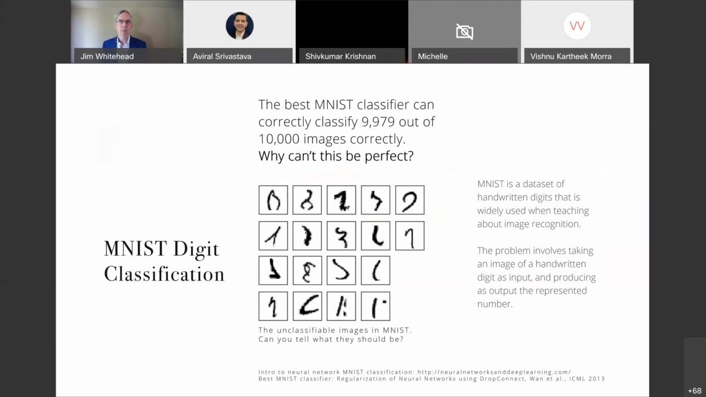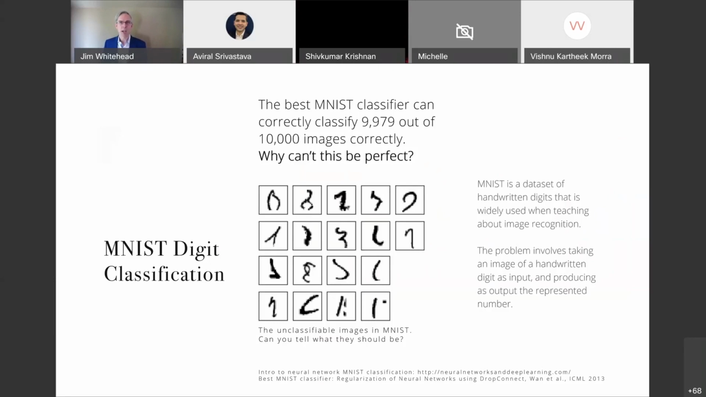MNIST is a problem that's been studied for a long time and is very typically used in textbooks that are trying to teach about machine learning and about classification and especially about neural networks. There's one here on the slides that I recommend. It's a great introduction to neural networks. But even the very, very best of a long line of research can only get 9,979 out of 10,000 of these images correct. Why, with years of study and all sorts of effort, is it not possible to get to perfection?